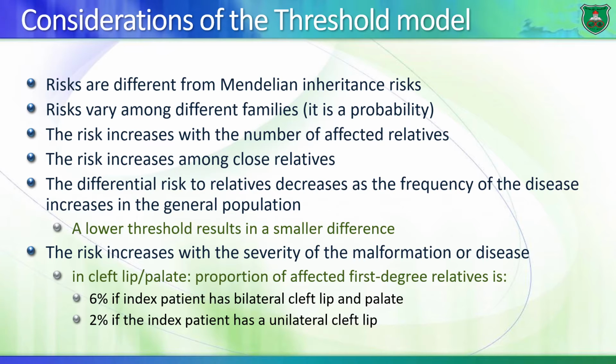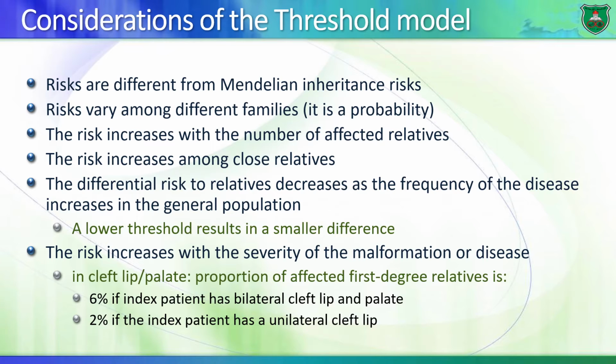The second point is that risks vary among different families because they have different genetic composition. So again, it is a probability. Okay, it's not clear cut. The third point is that the risk increases with the number of affected relatives. So if you have a family having a multifactorial disorder, and there are many individuals having this condition, this means that the risk is higher than a family having very few members having that condition.